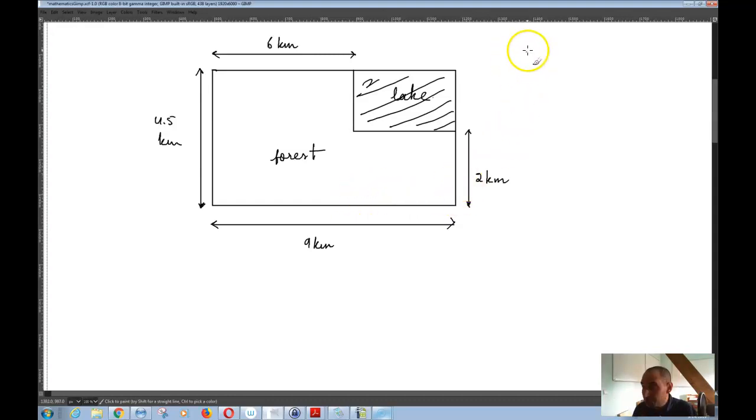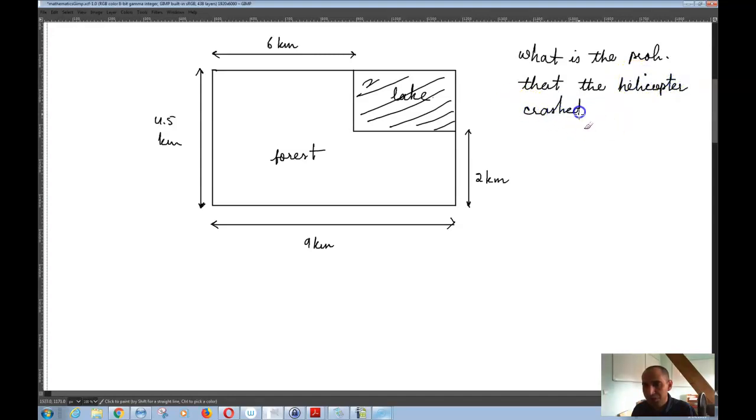So now the question that we want to answer is: what is the probability that it crashed inside the lake, that the helicopter crashed inside the lake? So what's the probability that the helicopter crashed inside the lake?